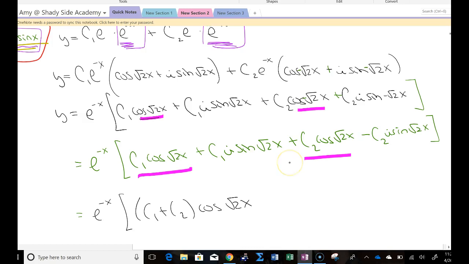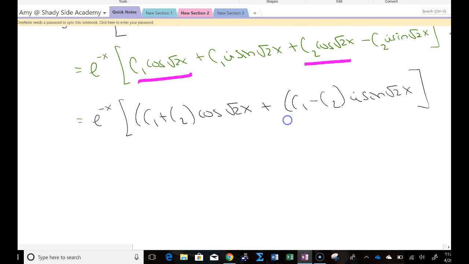That's the two purple. Plus, same thing with the i sine radical 2x: C1 minus C2 times i sine radical 2x. I just don't remember how to do this. Okay? Now, C1 and C2 are just constants.